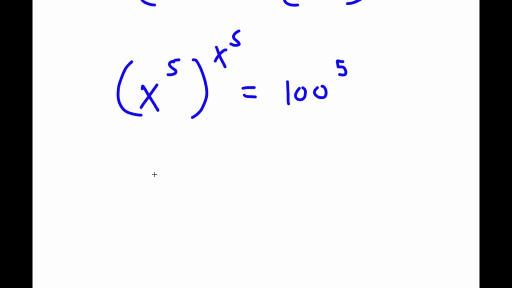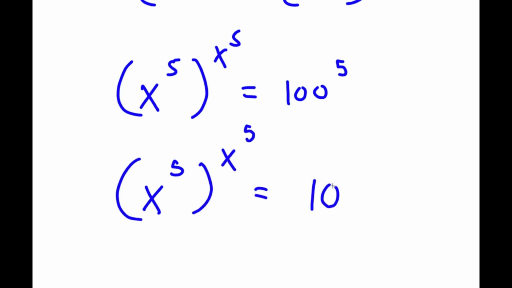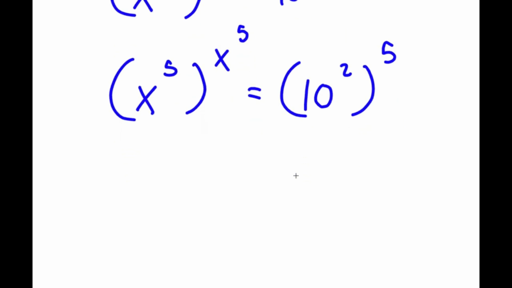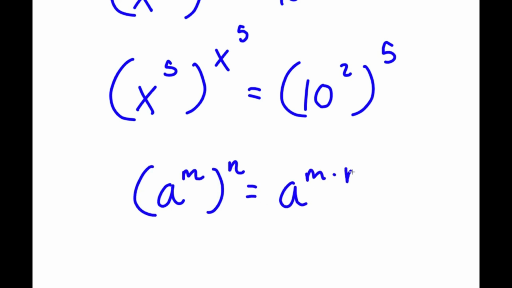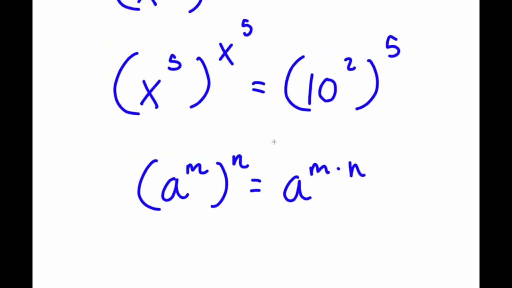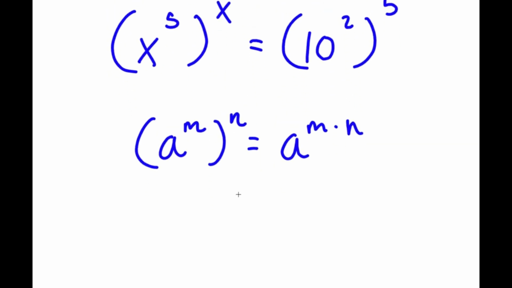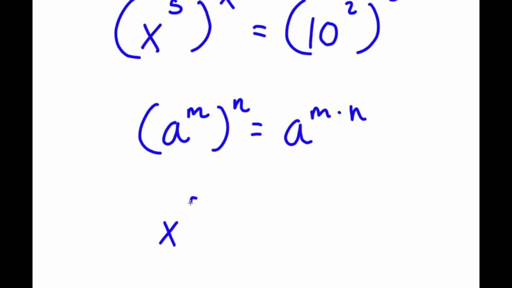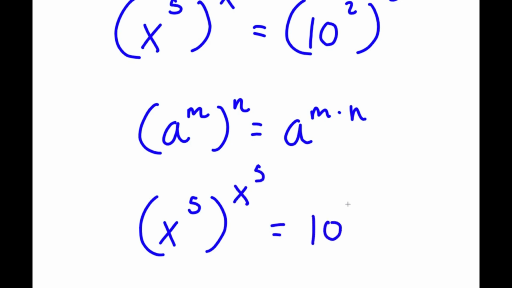Now 100, that's the same thing as 10 to the power of 2. So now I have x to the power of 5 to the power of x to the power of 5 is equal to 10 to the power of 2 to the power of 5. Now remember, if I have something in the form a to the power of m to the power of n, this is equal to a to the power of m times n. So 10 to the power of 2 to the power of 5, that's equal to 10 to the power of 2 times 5, which is 10 to the power of 10. So now I have x to the power of 5 to the power of x to the power of 5 is equal to 10 to the power of 10.